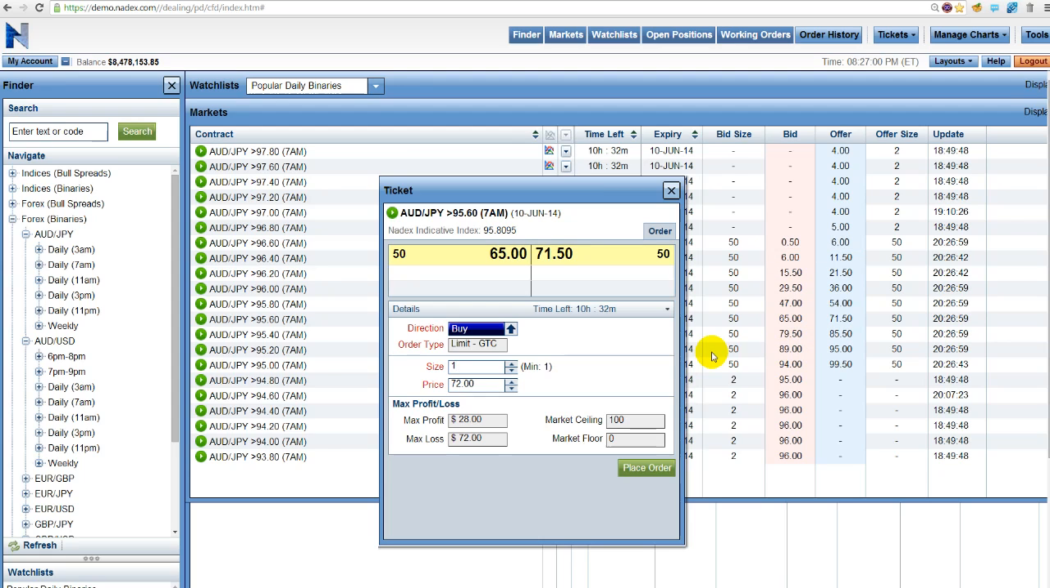Maybe news is about to come out on the Aussie. It's going to drop the thing down like a rock. That would definitely lower that probability, even though that thing is priced at $72 right now, wouldn't it? Like one of those 28 that don't.